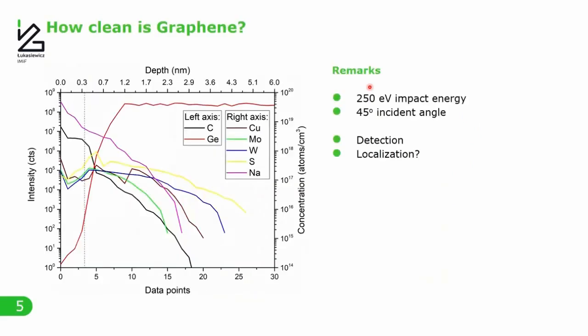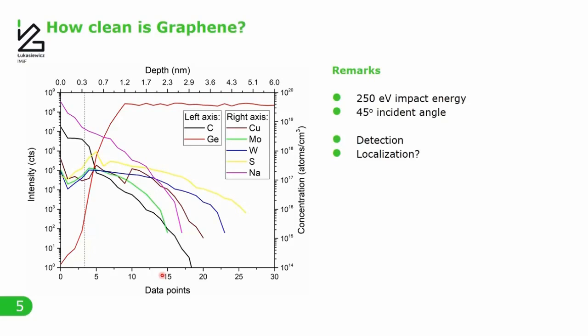So, okay, let us start with the aforementioned graphene, a single layer of carbon atoms grown on a germanium substrate. The depth profile that you are seeing is a very standard 250 eV impact energy procedure with 45 degree incident angle. What we can see here is that the graphene is actually sputtered only after 4 data points. And we see that there are a lot of contaminants in here.